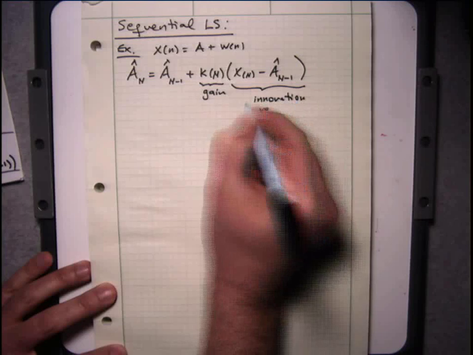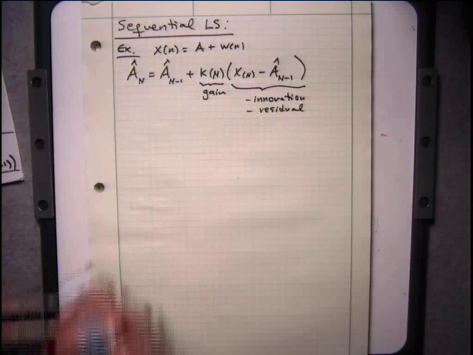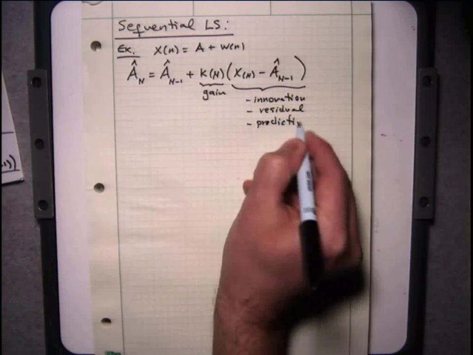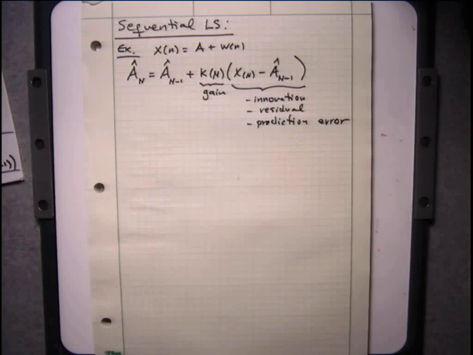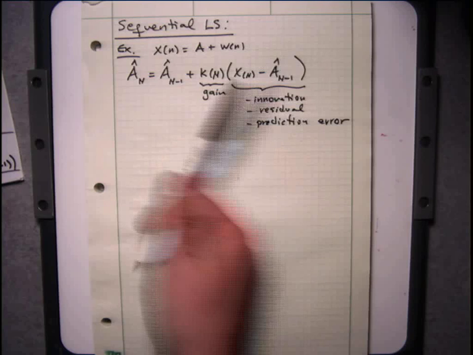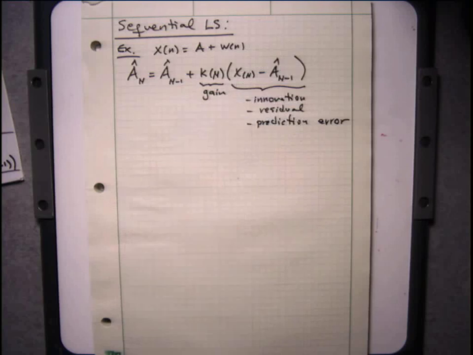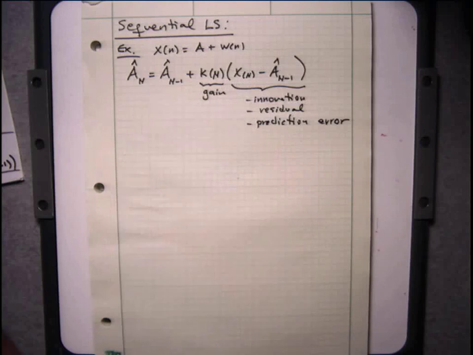Another name for it was residual, or prediction error, and so on. The idea is that this term is just a correction. And the correction had to be such that this gain is in fact less than 1, otherwise this sequence, thought of as a dynamic system, wouldn't converge to the right answer. It would just blow up.